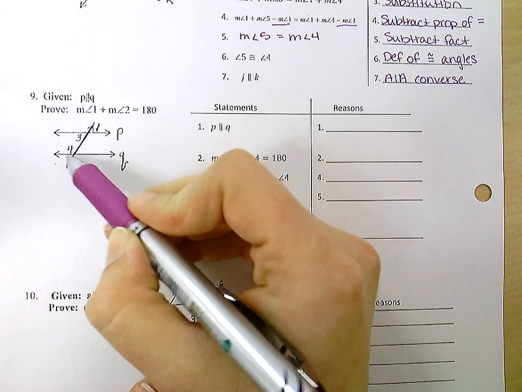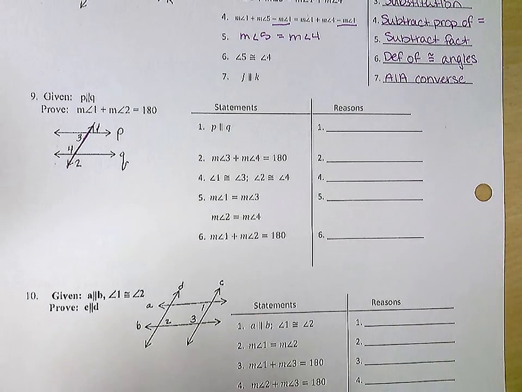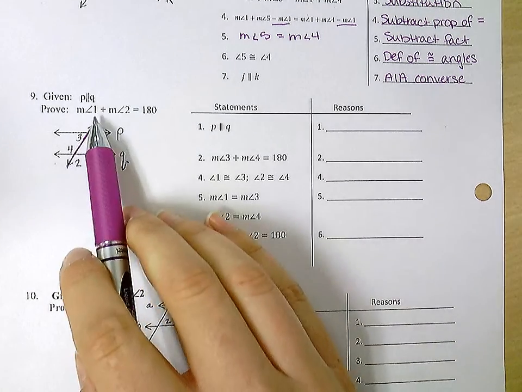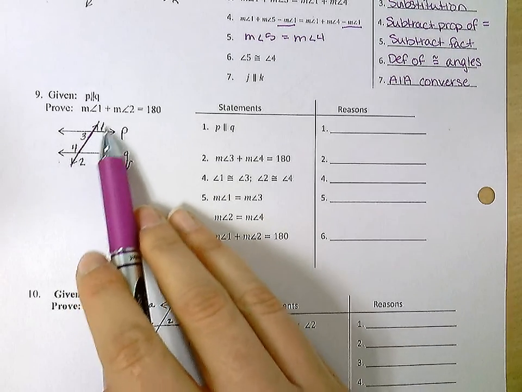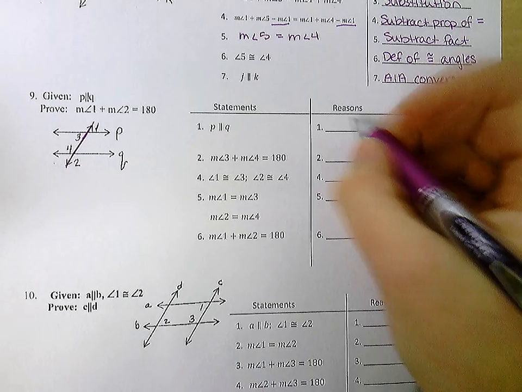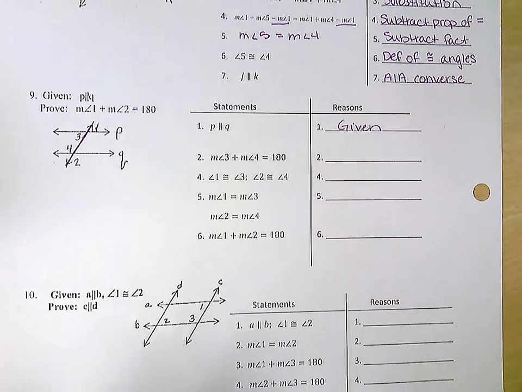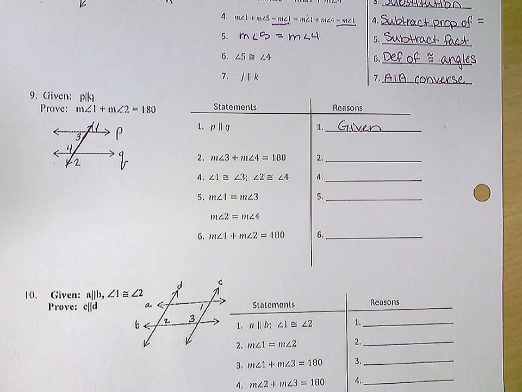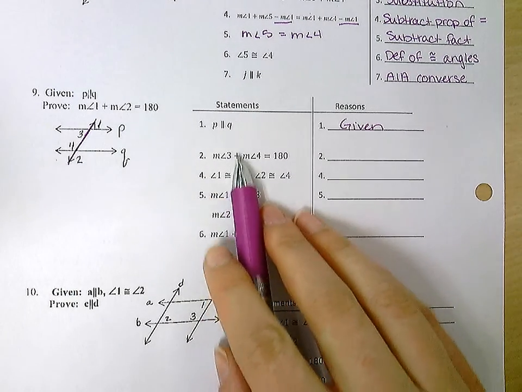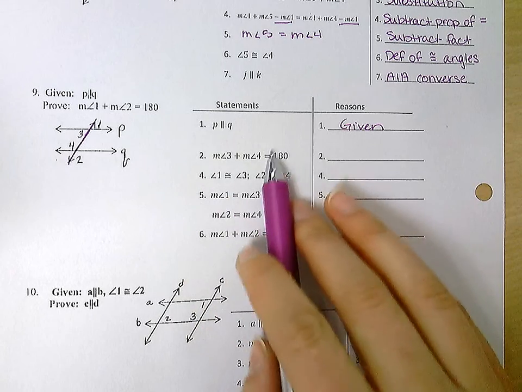Well, I see that angles 3 and 4 would be an angle pair given those lines are parallel, right? Those are consecutive interior angles, so I might have to use that in my proof somewhere. Now I'm trying to prove that if I add angle 1 to angle 2, I get 180. Starting with my given information, that those lines are parallel, I remember seeing that I had an angle pair in my picture. That angle pair was consecutive interior angles, hence angle 3 plus angle 4 equals 180.